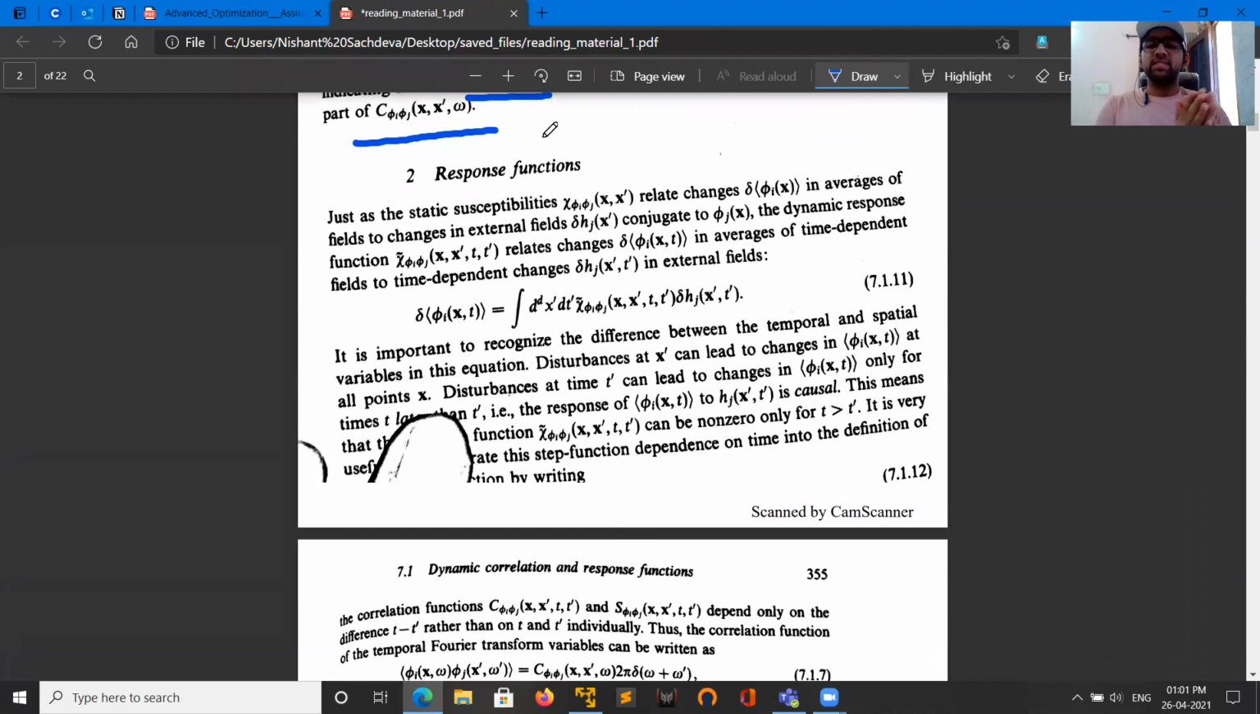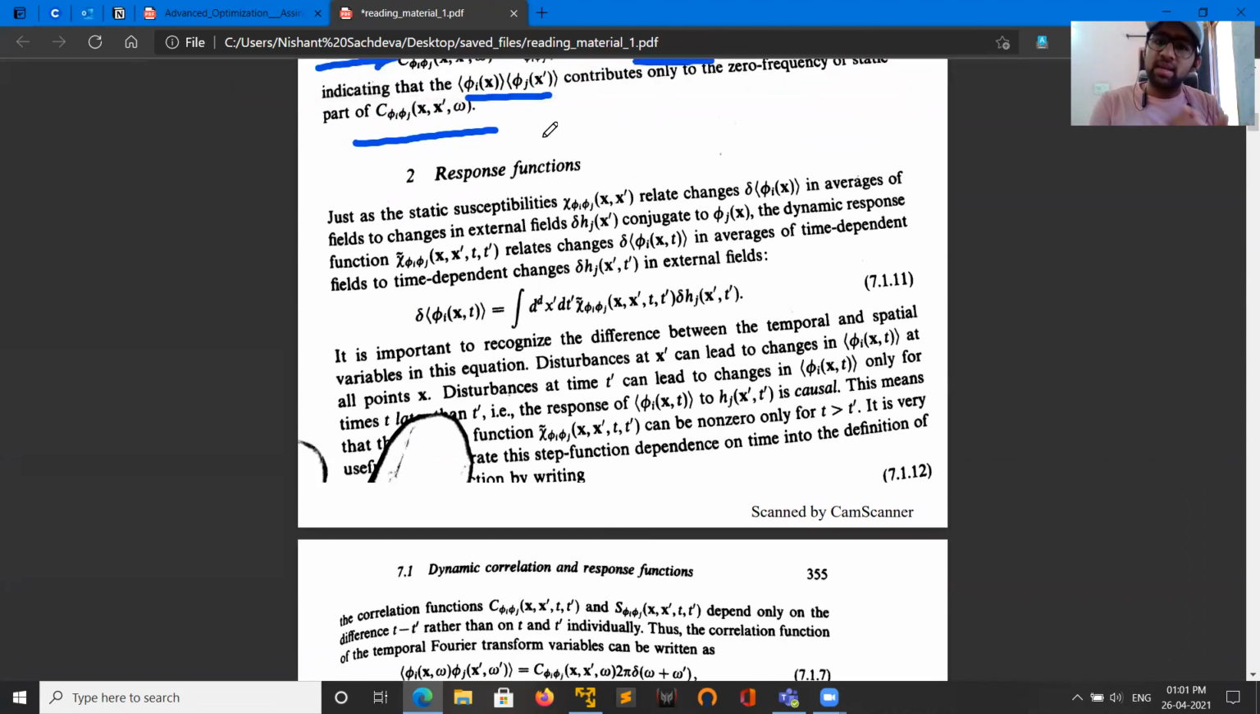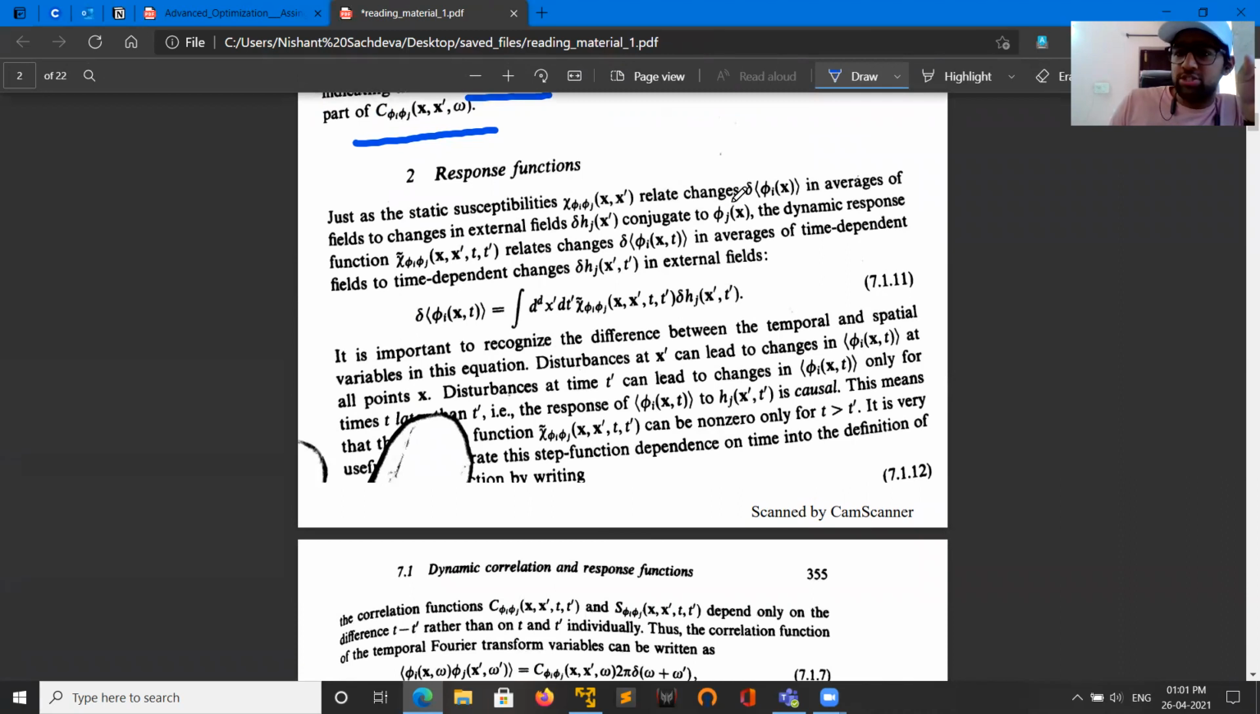Okay, so now just as the static susceptibilities relate changes in averages of fields, what do static susceptibilities do? They relate changes in the averages of fields to changes in the external fields which are conjugate to phi j of x. The dynamic response function relates changes delta average of phi I for a given x and t in averages of time dependent fields to time dependent changes delta h j for a given x dash and t dash in external fields.